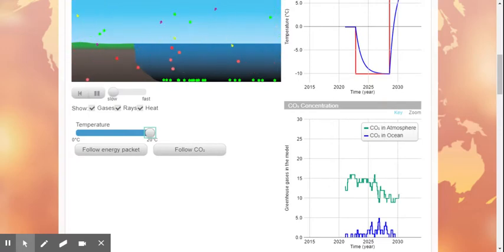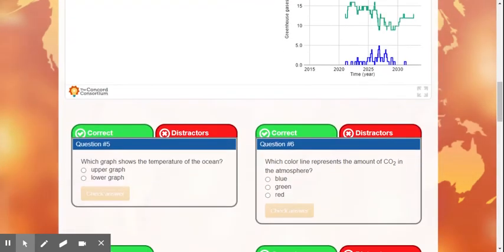So as the ocean temperature increases, what about the blue line at the bottom? The amount of carbon dioxide decreases. So warm ocean water can't hold as much carbon dioxide. Do you see that? And where does that go? Into the atmosphere. Because now the level of carbon dioxide in the atmosphere is going up. Okay, I'm going to let that run.